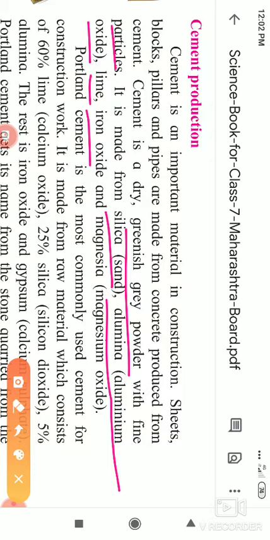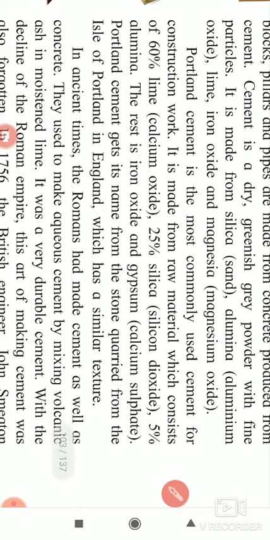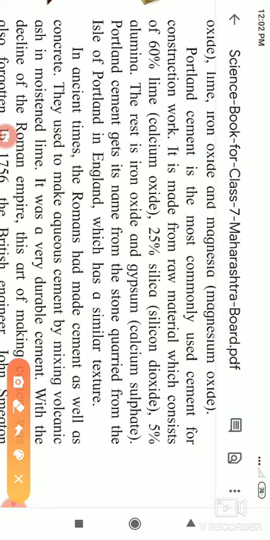Portland cement is the most commonly used cement for construction work. So now we are using the Portland cement for the construction. It is made from a raw material which consists of, okay, how much?